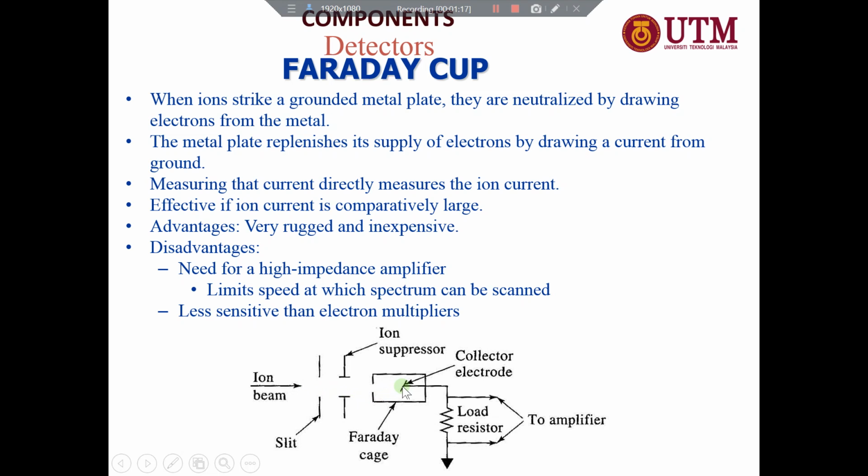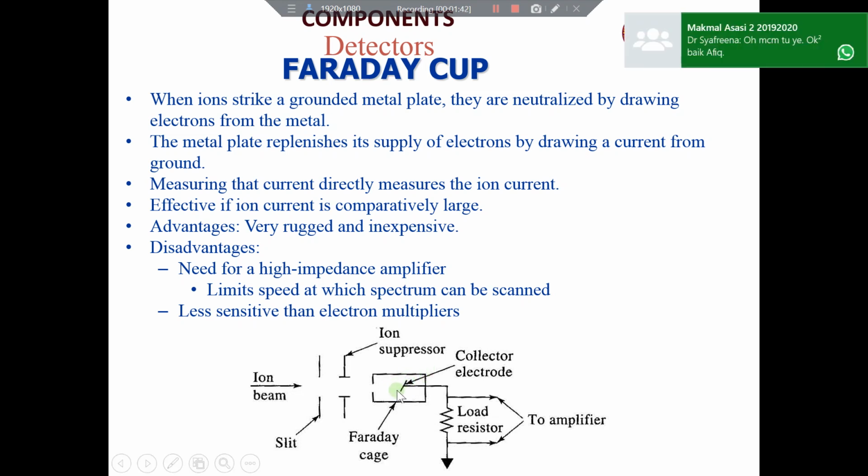Okay, when it hits the electrode, it will draw the electron from the metal plate over here, or the collector electrode. Again, repeating, when your ions that have turned into cations reach the detector, it will draw the electron from the plate over here, the collector electrode. When the ion here becomes neutral.